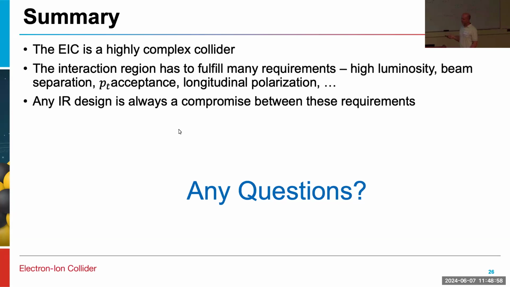And I hope you got a flavor that interaction region design is always a compromise between all these requirements. There is no perfect interaction region. For example, I showed you two things that you have to balance: the transverse PT acceptance and luminosity. You can't have both, and one has to negotiate what one wants.